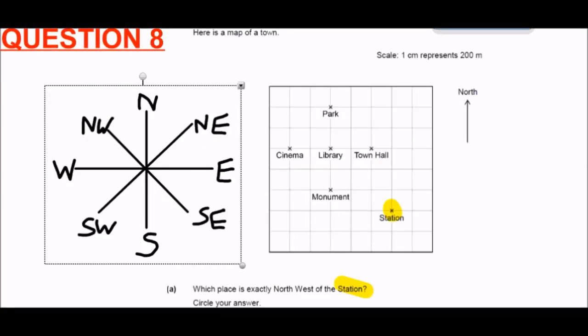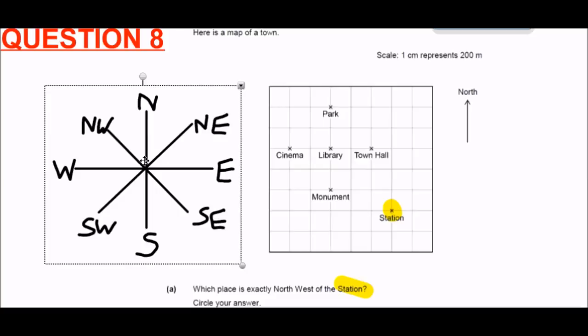Question 8, we've got a map of a town here, and it's asking us which place is exactly northwest of the station. So the station is here. We need to know the points of the compass. So north first, east, south, and west. Never eat shredded wheat. Or if you prefer elephants, naughty elephants squirt water. You need to know this really.